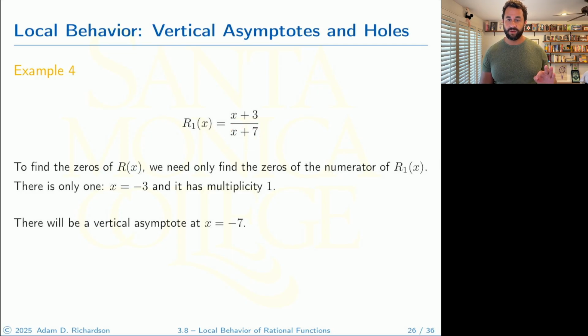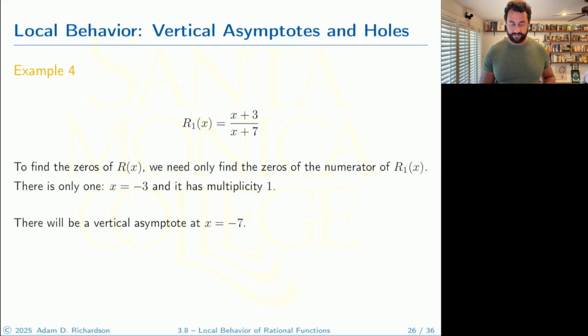Now we've got it, all right? Oh, and this has multiplicity 1, by the way. So that tells us that at that zero, the graph is going to cross the x-axis. It'll either look like that, or it might be a little more eccentric like that or that, okay?